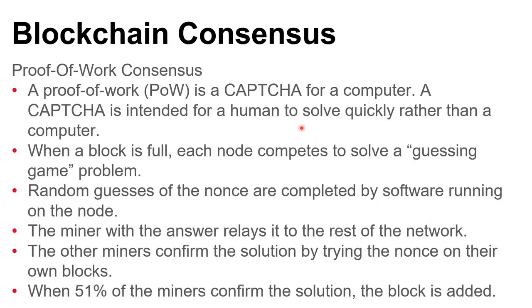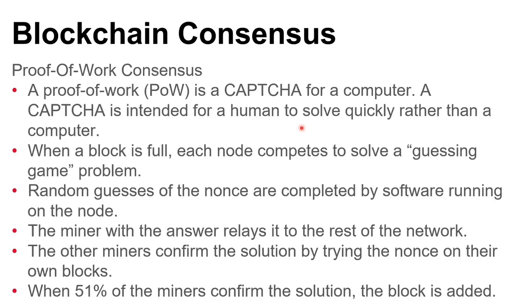With proof of work, you can almost think of it as a CAPTCHA for a computer. If you're familiar with CAPTCHAs, a CAPTCHA is intended for a human to solve quickly rather than a computer. When a block is full, each node competes to solve that guessing game, which is the proof of work. We talked about that earlier. They're competing to find the nonce. They're running random combinations in order to find that nonce, in order to create that hash for the block that everyone has just been validating. The miners have all been validating the transactions, and now they want to hash that block.